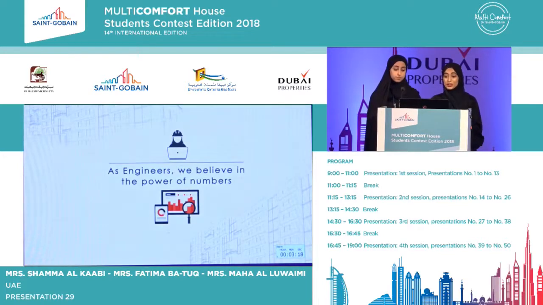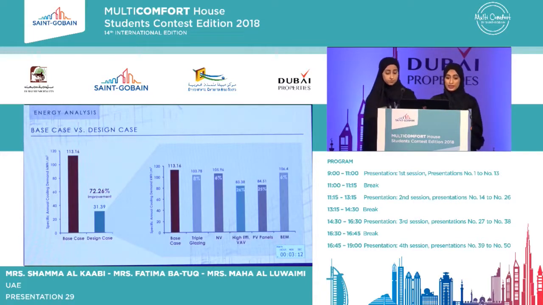So as engineers, we believe in the power of numbers. And here is where we started our energy analysis. We started with a base case of 113 kilowatt hour per meter square, and then developed it down to 31, having a 72% improvement. This 72% improvement was achieved through multiple strategies that will be explained briefly.